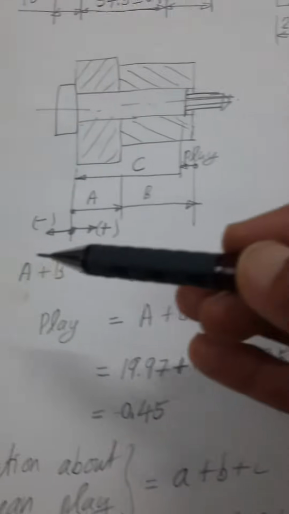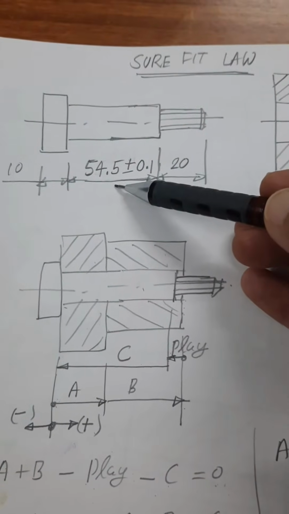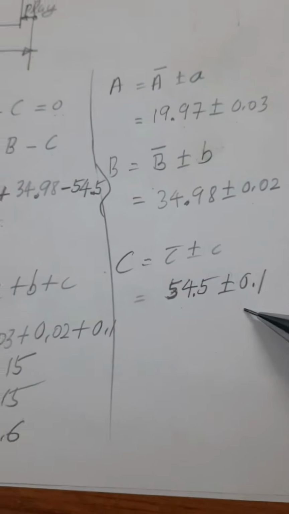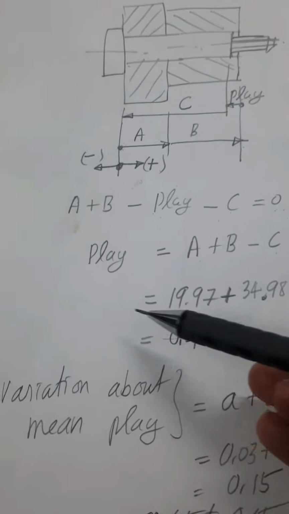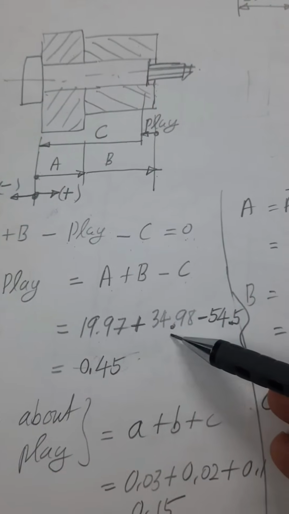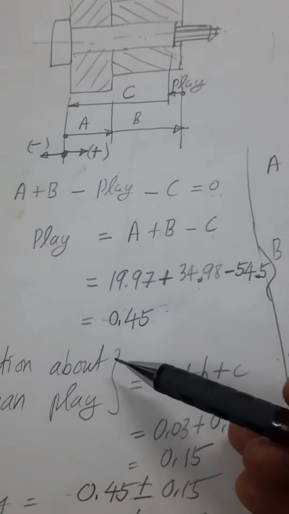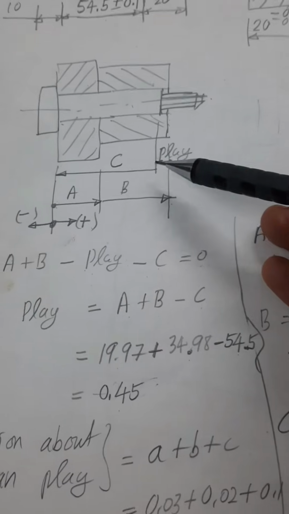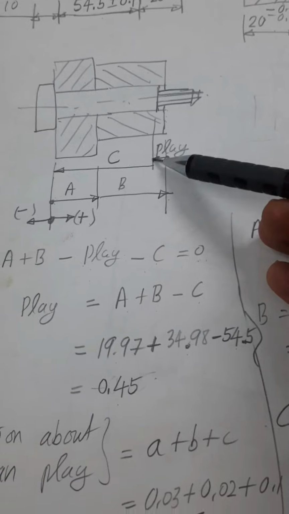Similarly, dimension C is the length on the shaft. It is already in the equal bilateral form. Let me take C as 54.5 plus or minus 0.1. So having converted all three dimensions into equal bilateral form, I am applying this on this equation. So A is 19.97, B is 34.98, minus 54.5. The sum comes to 0.45. What we understand is, on assembling these three parts, the play is found out to be 0.45.